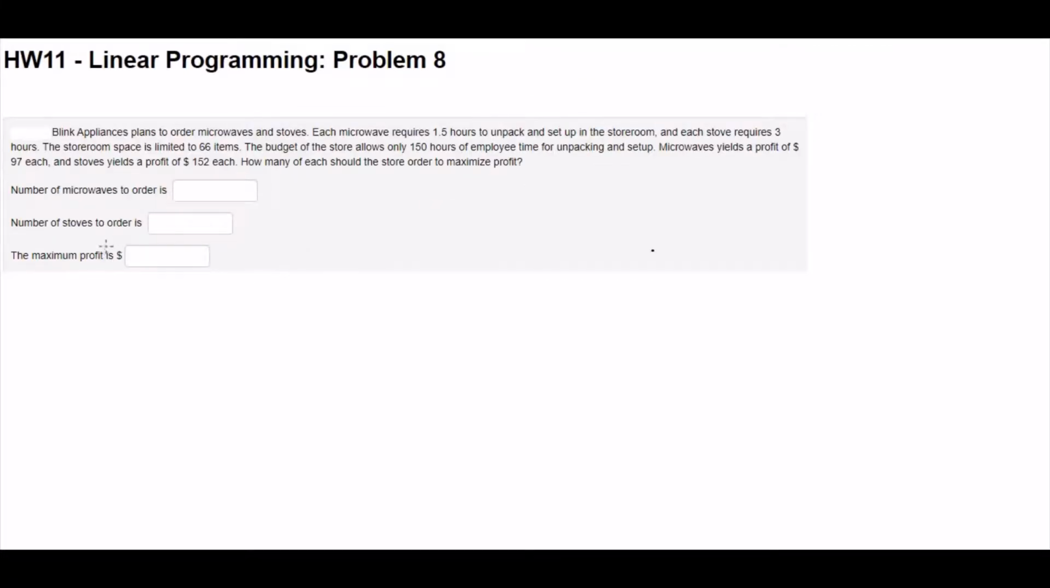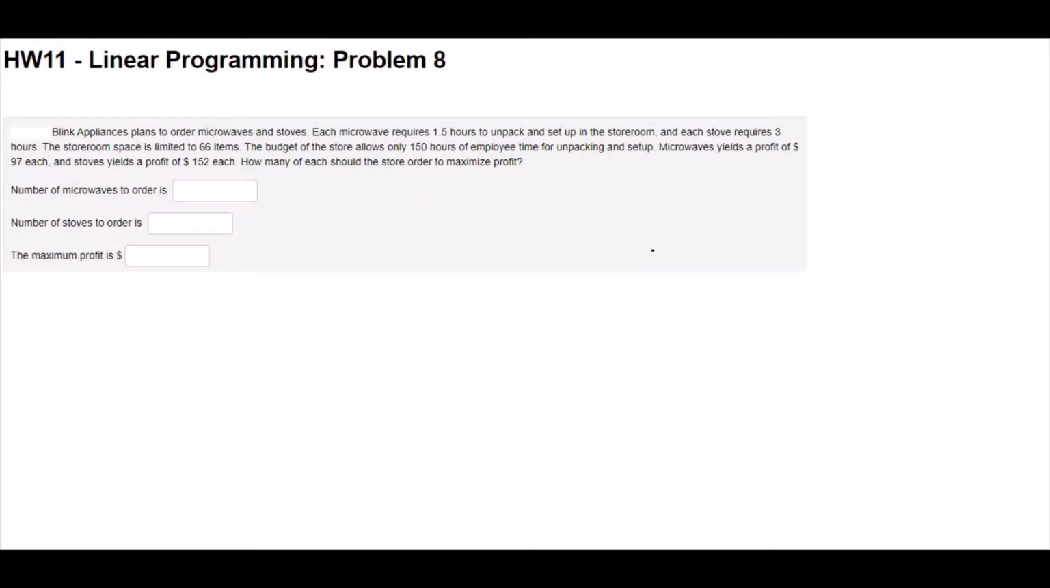Problem number 8. Blink Appliances plans to order microwaves and stoves. Each microwave requires 1.5 hours to unpack and set up in the storeroom, and each stove requires 3 hours. The storeroom space is limited to 66 items. The budget of the store allows only 150 hours of employee time for unpacking and setup. Microwaves yield a profit of $97 each, and stoves yield a profit of $152 each. How many of each should the store order to maximize the profit?